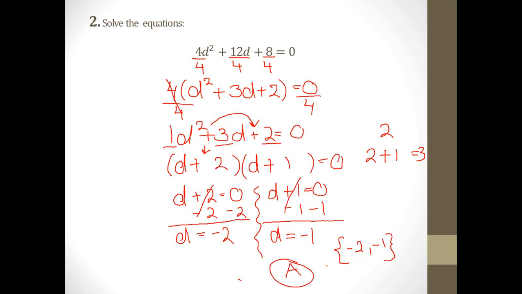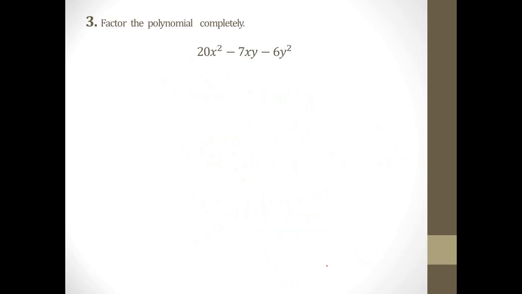Let's go to the next question. Obviously another factoring problem, but this time it's not an equation. So let's take a look at this problem first. So we do have a coefficient and we have 2 different variables, but that's fine. We deal with that.